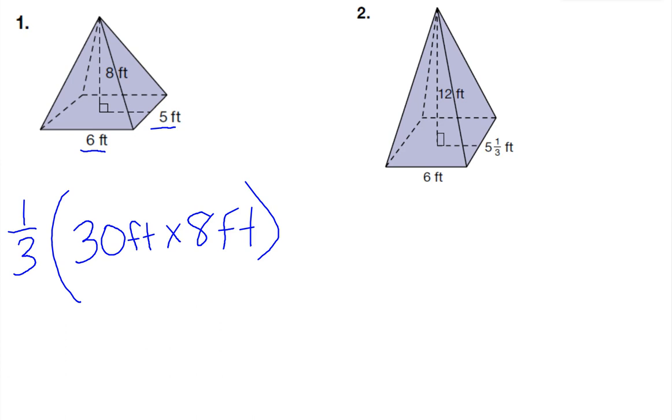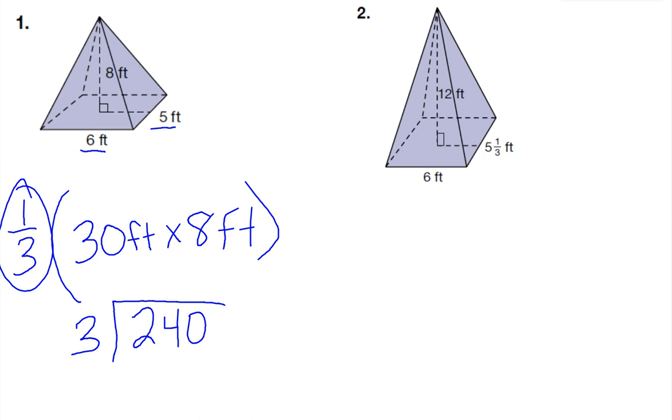So 30 times 8 is 240, which then I'm going to multiply by 1/3, which is the same as dividing it by 3. 3 goes into 24 8 times, that's 24, subtract 0, bring down the 0, 3 goes into 30, 0 times. So the volume of this pyramid is 80 feet cubed.